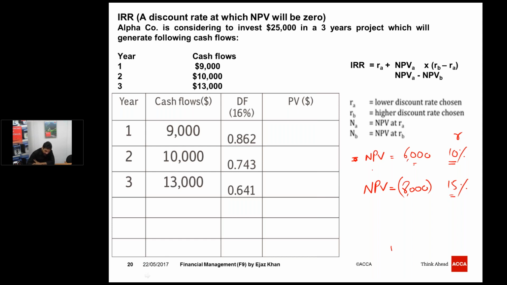Okay, in the same example, it means we are earning more than 10% but less than 15%. Agreed?